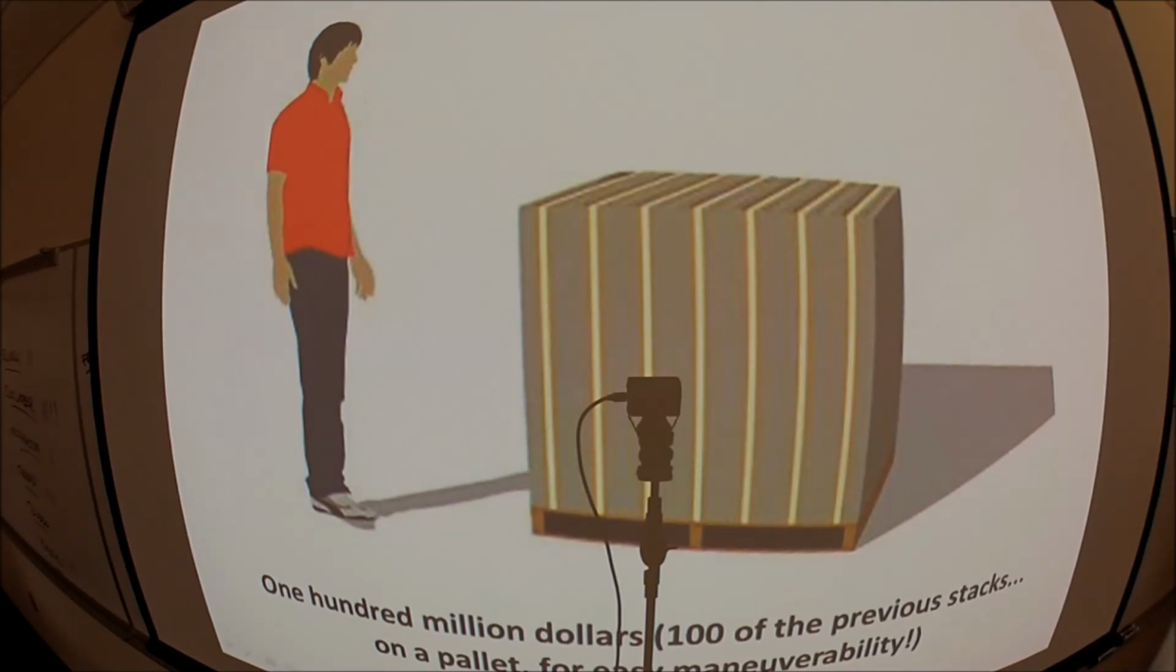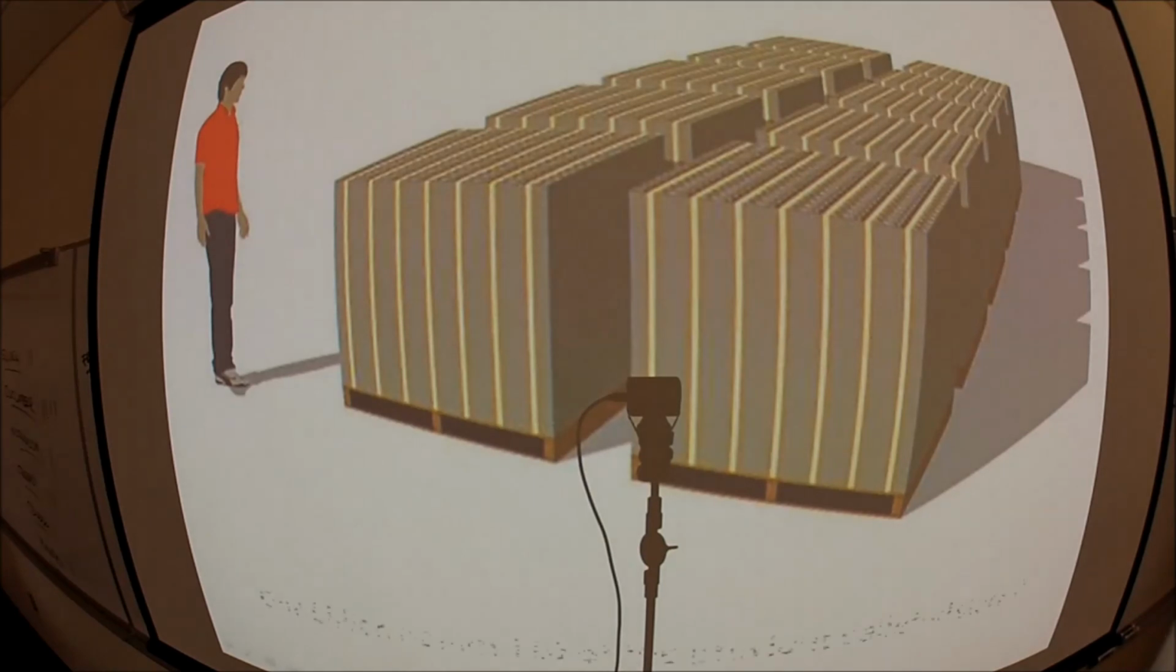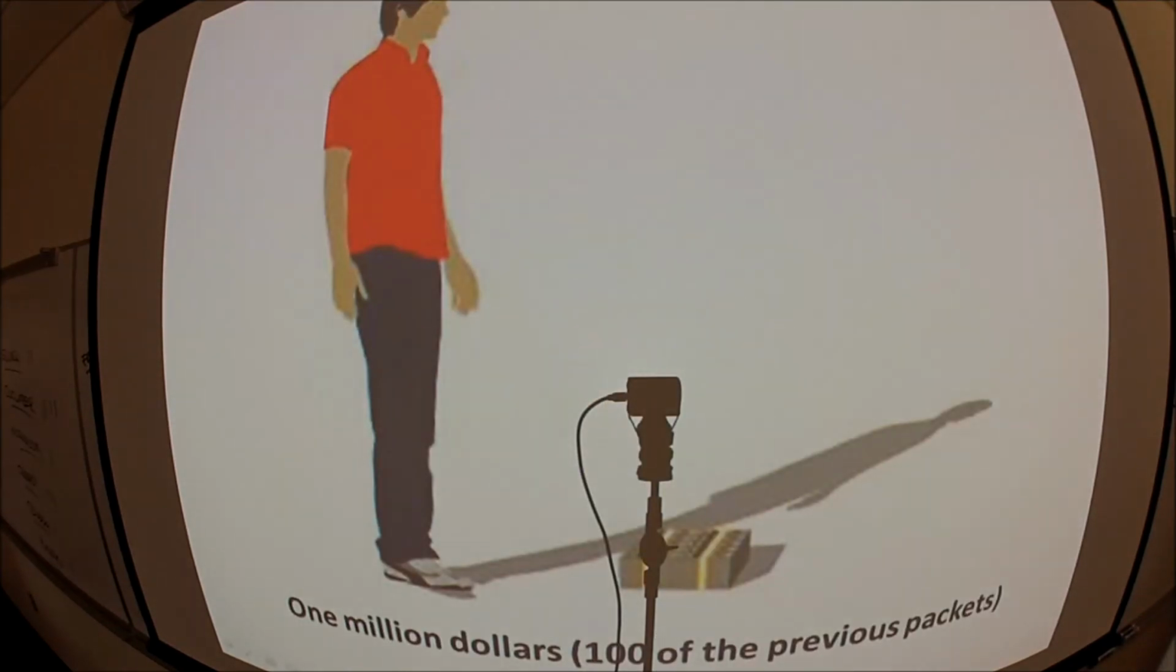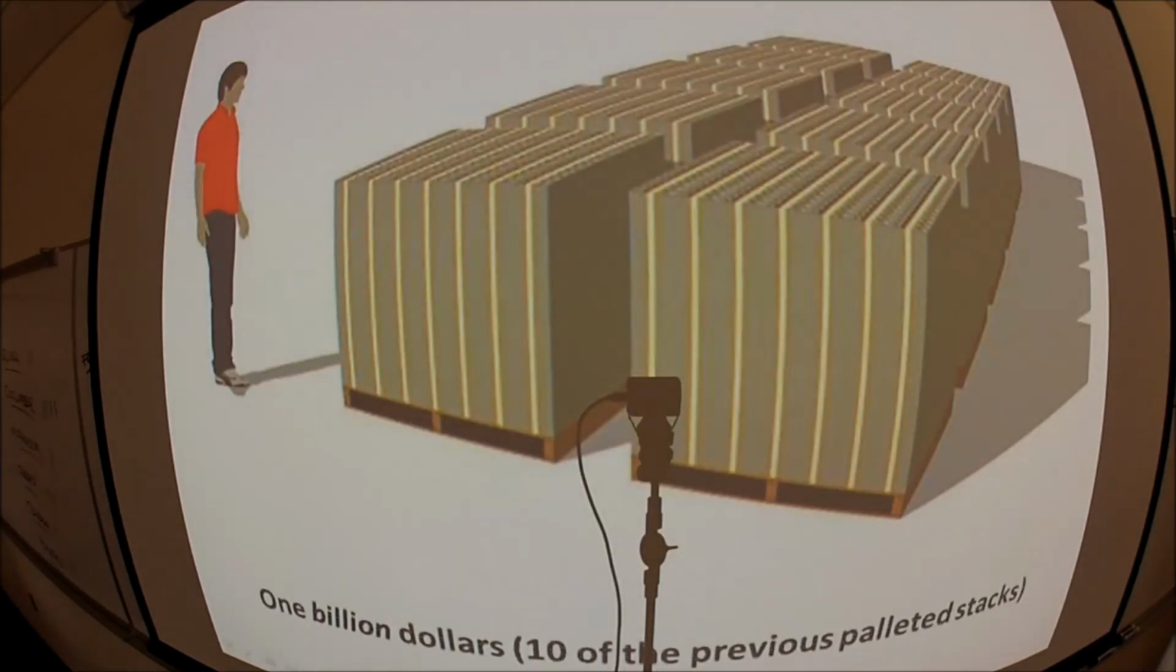10 of those. 10 of those, right? That's $1 billion. So check this out, friends. That's $1 million. Okay? That's $1 billion. Okay, what's coming next? These numbers are getting thrown around a lot these days.